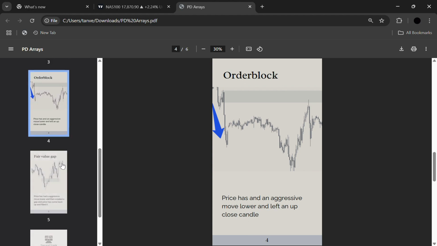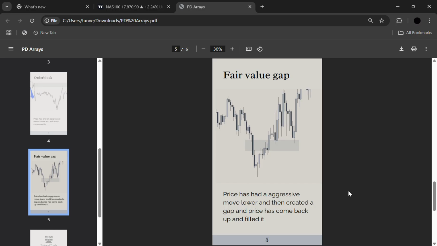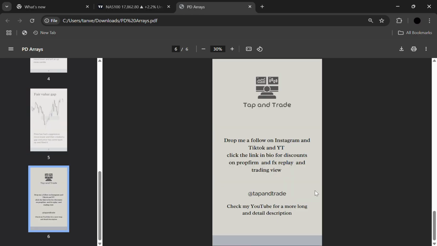Fair value gap. Price has had an aggressive move, and what price comes back to do is fill it back up. Look at that bearish move, it's quite aggressive. A three candlestick pattern: one candle comes here, another candle here, and there's the fair value gap. And what price eventually does is come up and fill it. And that's all of the PD arrays. We'll be going over some chart examples.